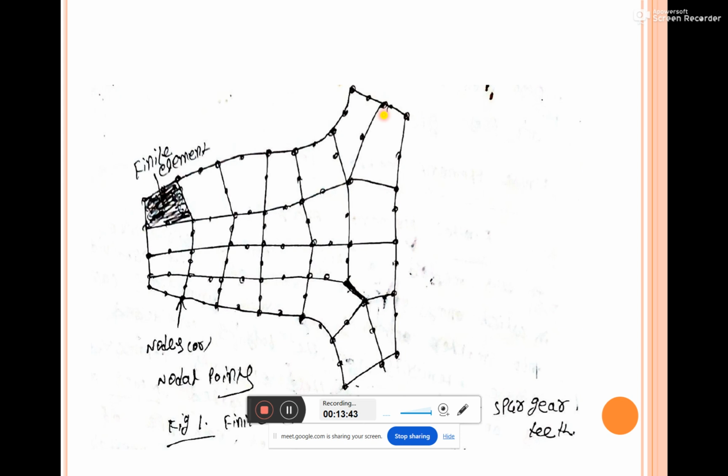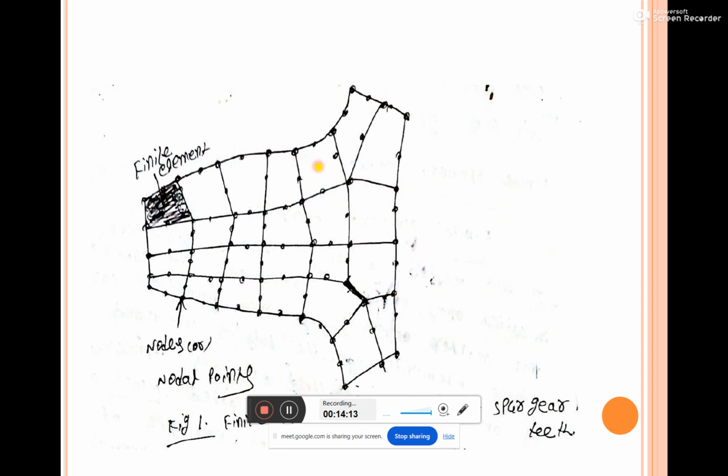This is the one example I already mentioned, the spur gear, to find out the displacements or stress distribution in this particular spur gear. So this spur gear is divided into a number of elements. You can see that this shaded area is one element. Beside that, this is one element. One element, second element, third element, this one is the fourth element.